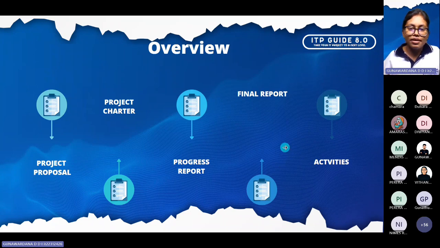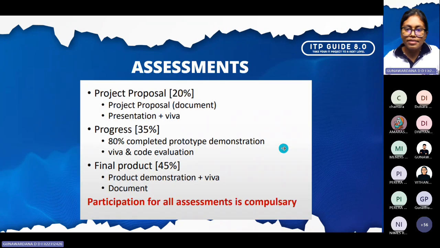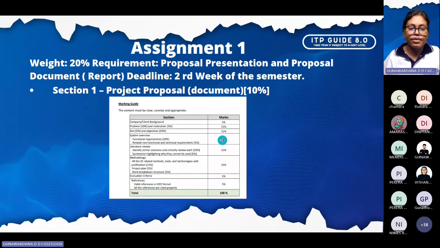So I'll be starting with the assessment. That is the most important thing, because we are getting marks for that. As you can see, this is a screenshot I took from our semester. You have 3 main assessments. First is the project proposal, which will contribute 20% of your final grade. Secondly, the progress report will be 35% of your final mark. And finally, the final product will be 45%. In all these assignments, you will have a documentation part, and there is the assessment one.